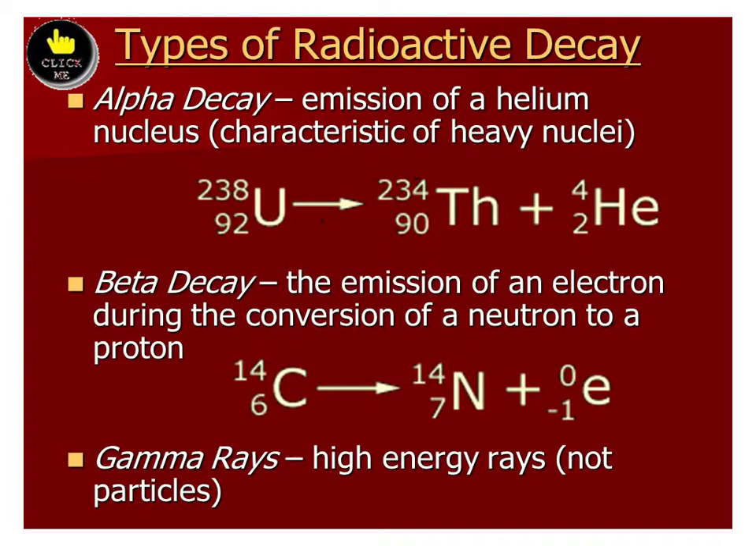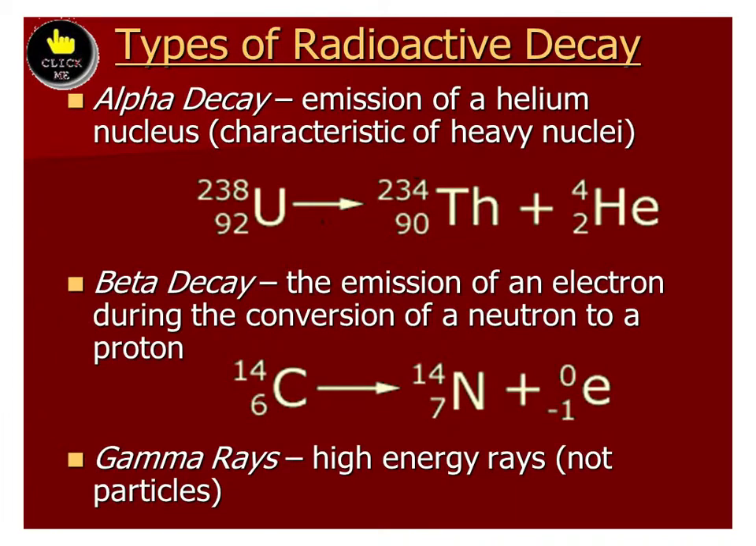This side has to equal this side. Beta decay is the emission of an electron during the conversion of a neutron to a proton. So we are now changing the inner nucleus structure by converting one of the neutrons into a proton, and the way we do that is we lose a negative charge. And how does that happen?